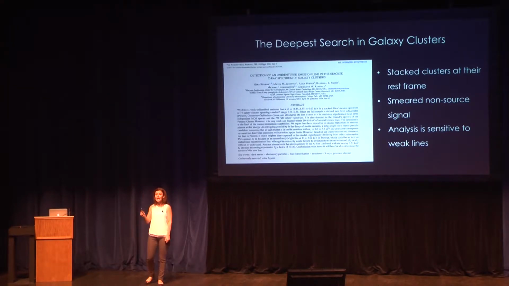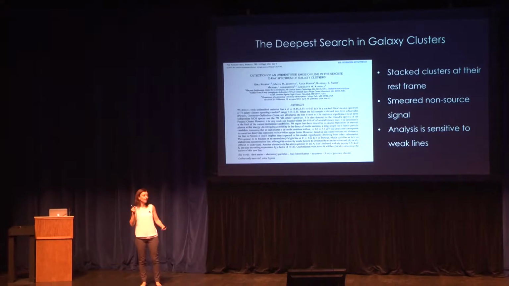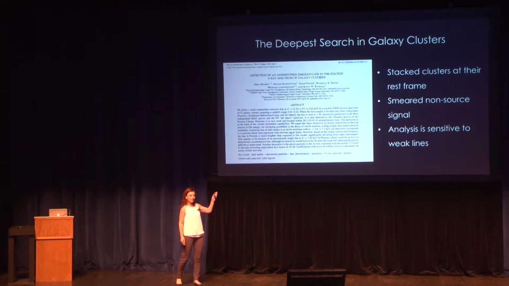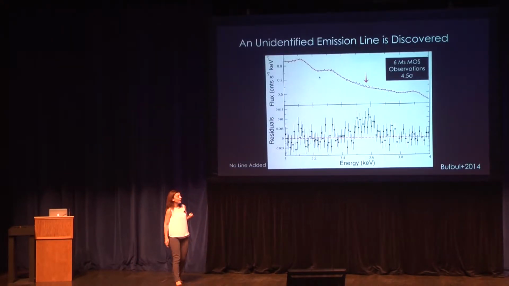Any instrumental line can actually mimic your faint dark matter line, so you need to get rid of that. But we have done this from the beginning. By this way, we made our analysis very sensitive to dark matter lines. Here is what we found.